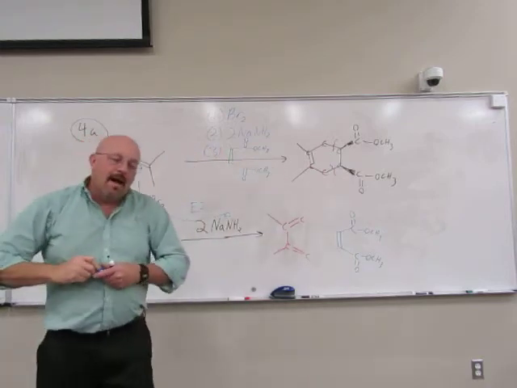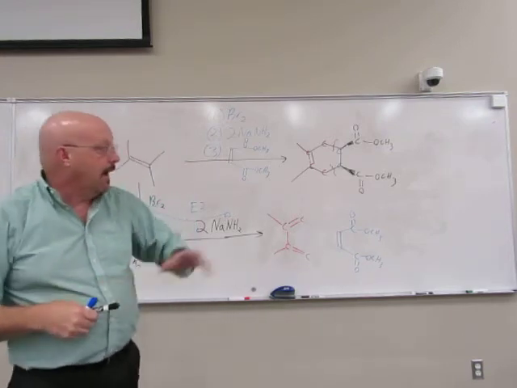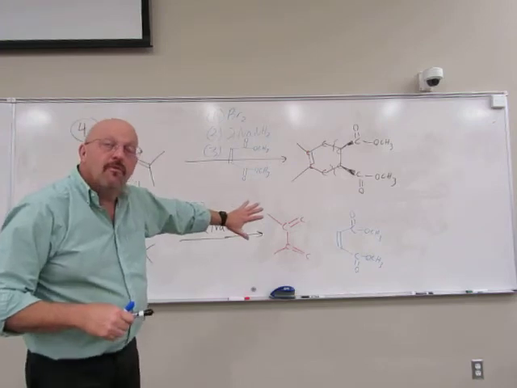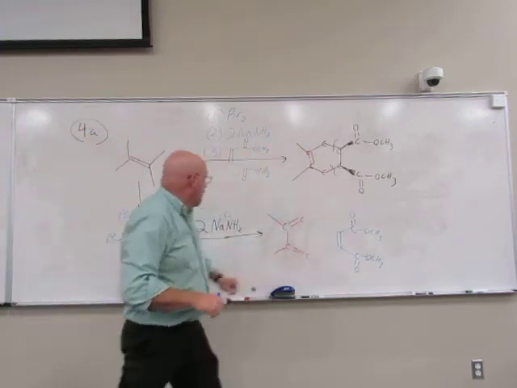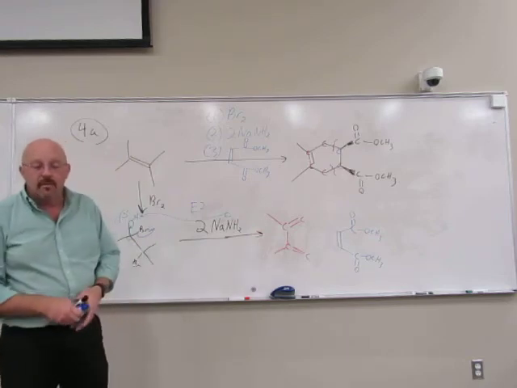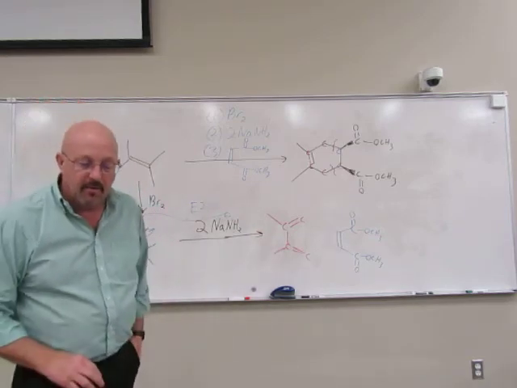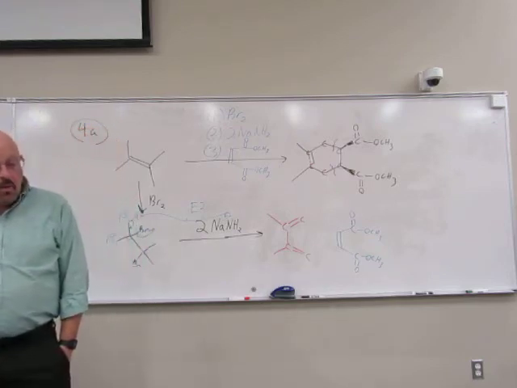So for that one, I think it was easier to work it a little bit backwards to start with. I did a retro Diels-Alder, and then I tried to see how to get to one of those. I think it was easier to see that way. So there's different approaches to looking at these. Questions on that one?